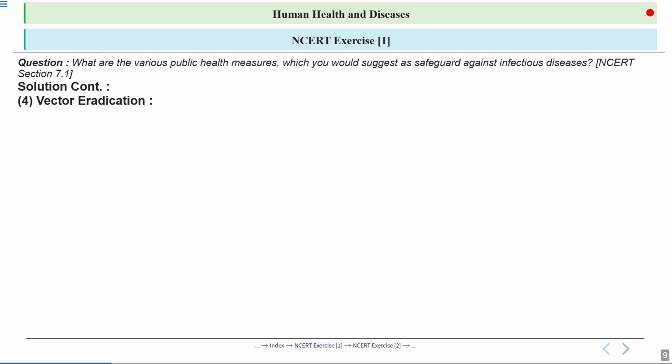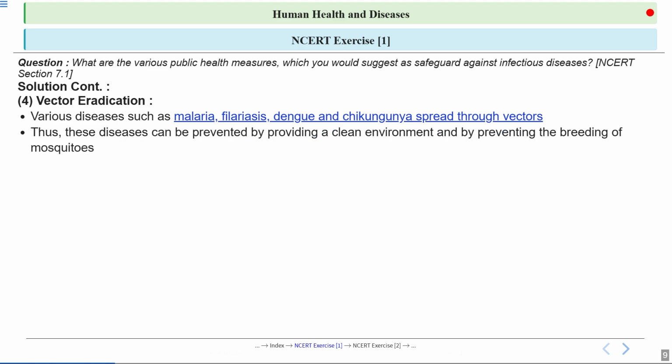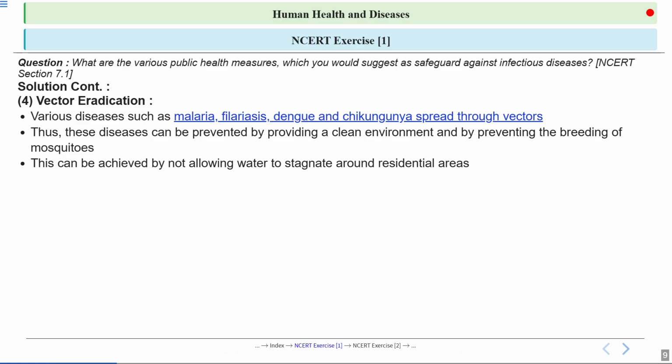Next one is vector eradication. This is the fourth major public health measure. Diseases like malaria, filariasis, dengue, and chikungunya are all spread by vectors, mainly mosquitoes. Controlling these vectors is essential for disease prevention. We can prevent these diseases by keeping our environment clean and stopping mosquitoes from breeding. One simple but effective step is to avoid letting water stagnate around our homes. Even a small amount of standing water can become a mosquito breeding site.